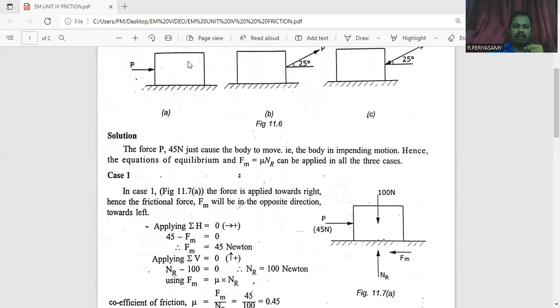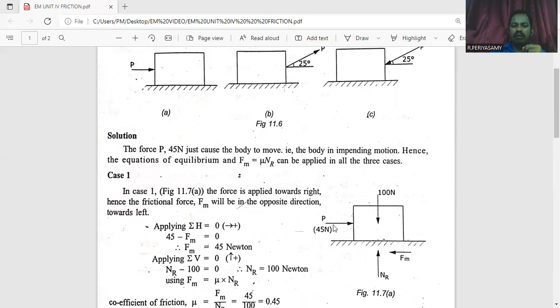First, we consider the first case. This is the free body diagram for the first case. One body rests on a rough surface. Its weight acts in the downward direction. When the body rests on the rough surface, its normal reaction acts opposite to its weight. The weight acts downward, and the normal reaction force acts in the upward direction.